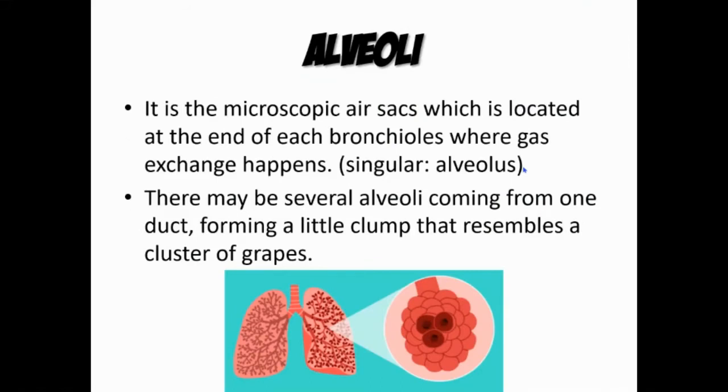And then yung alveoli, it is the microscopic air sacs which is located at the end of each bronchiole where gas exchange happens. Then there may be several alveoli coming from one duct forming a little clump that resembles a cluster of grapes. Makita natin.